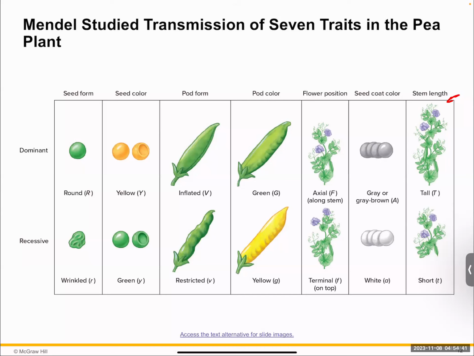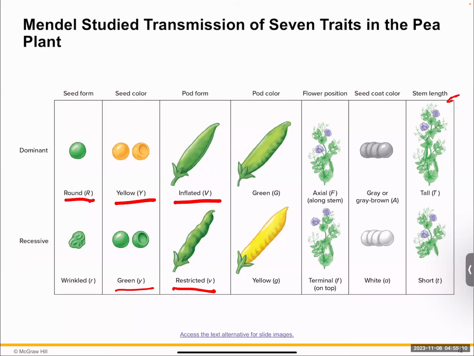You can see it. The picture does a really good job for you to distinguish these single gene traits, or monogenetic inheritance. So round is going to be your dominant trait over the wrinkled. The yellow pea is going to be the dominant gene over the green. Inflated, kind of chubby pod form versus restricted.